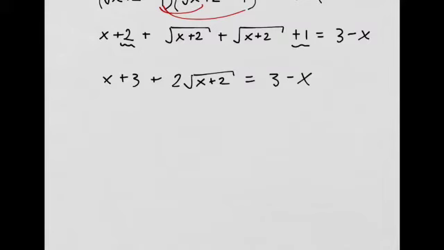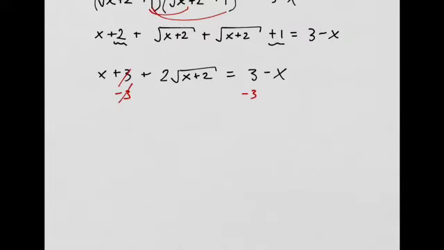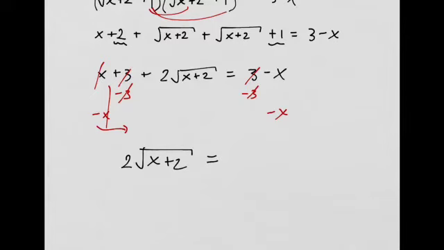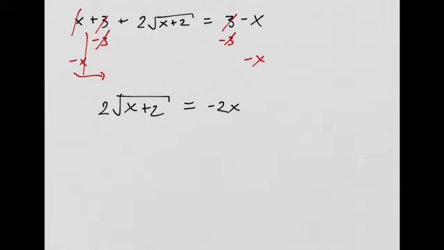First, I want to get the radical by itself. That's what I want to do. So that's what I'll do. I'll subtract 3 from both sides. Oh, that actually goes away. Great. And then subtract x from both sides. I'm moving that one over. So that goes away, and then I have simply 2 square root of x plus 2 equals, well, that's just negative 2x. That's great.